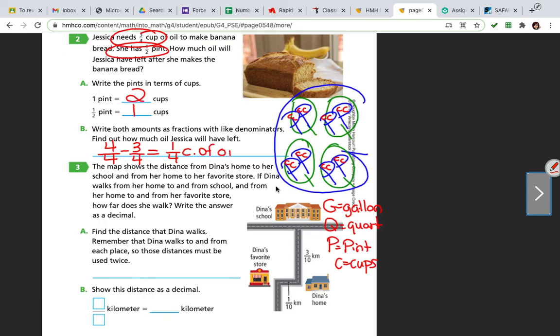So if she has half a pint, that equals 1 cup, because we can look at 1 P, half of it would be 1 C, so just 1 cup.